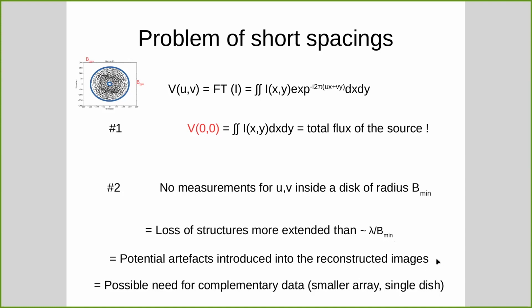But you have some ways to solve this. For example, it's possible to get complementary data, for example with a smaller array. Like in ALMA, you have two arrays: an array of 12-meter antennas and an array of smaller 7-meter antennas that are much closer, which is called a compact array. Or you also can use a single dish, also available at ALMA.